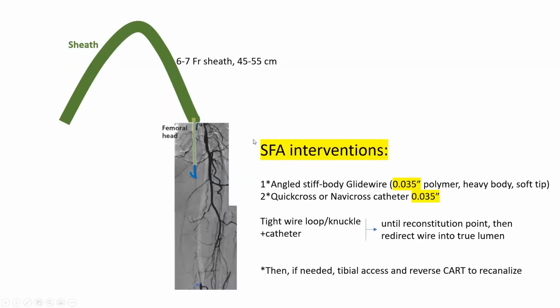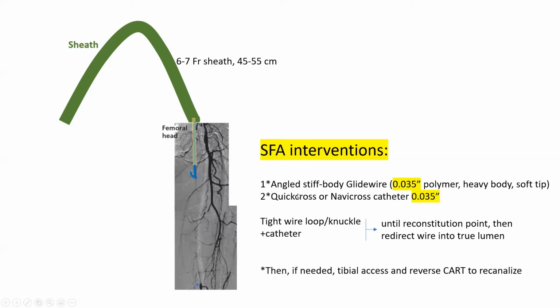So I'll describe now more specific segments. I will start then with SFA interventions. So we've positioned our sheath up and over, let's say 6 French sheath, 55 centimeter. Through the sheath, we advance 2 basic systems. Again, most often we don't put a guide. We just advance 2 basic 0.35 systems.